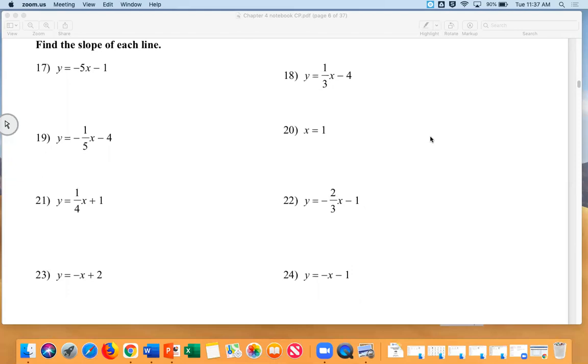So, for example, in number 17, my slope is simply -5. That's it. Okay? But the only catch is I want you to write it as a fraction. So I'm going to have you write it as -5/1. Got it? I want you guys to do the remaining problems there.